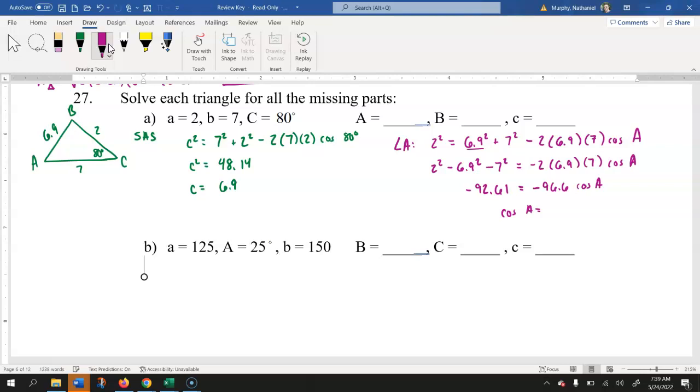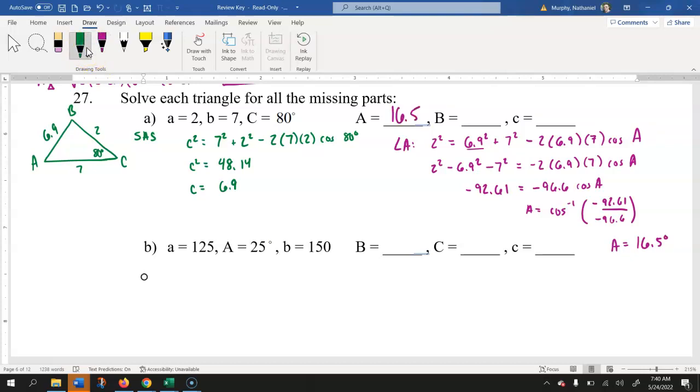So what I would do now is divide both sides by negative 96.6 and take the inverse. Let me just do it this way to save myself some space. Then I would take the inverse cosine of that value, because we're trying to find the angle measurement. So I'm going to do the inverse cosine of both sides. If you did this in 2 steps, you could divide these together and then do the inverse cosine of both sides. But either way, you end up getting that angle A is going to be 16.5 degrees.